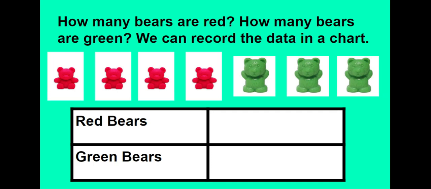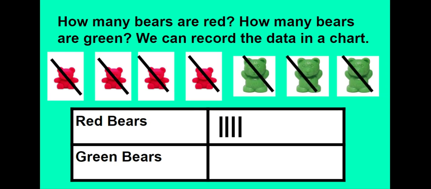I can count the number of red bears and record that in my chart using tally marks. One, two, three, four. There are four red bears, so I'm going to put four tally marks next to the section that says red bears. Next, I can count and record the number of green bears. One, two, three. There are three green bears, so I'm going to put three tally marks next to where it says green bears.